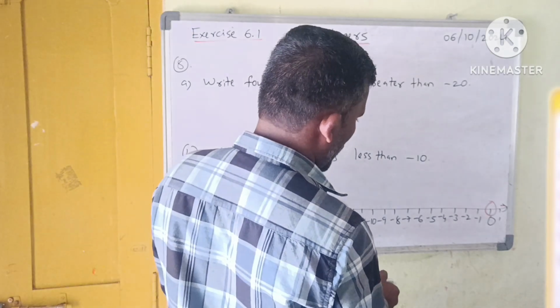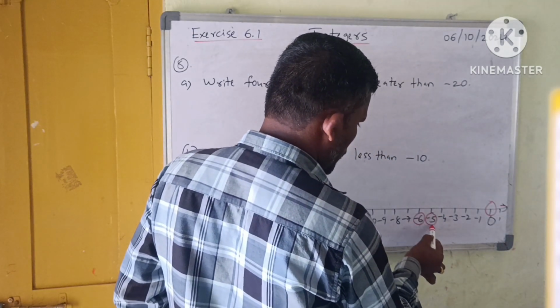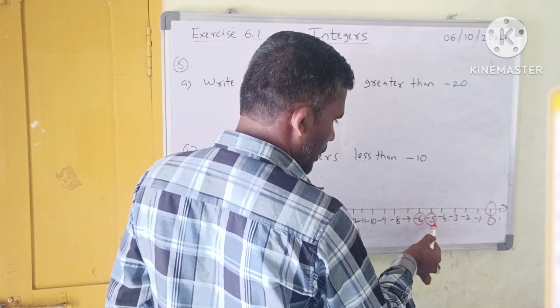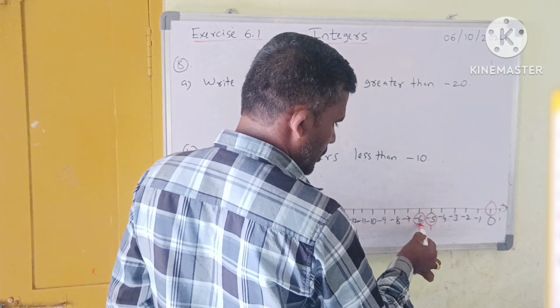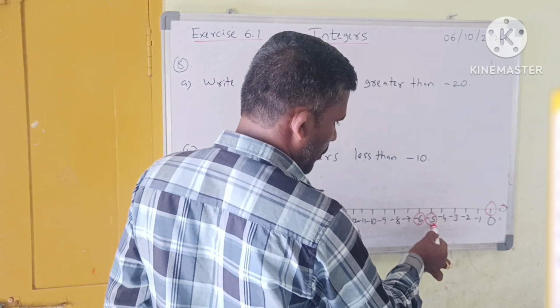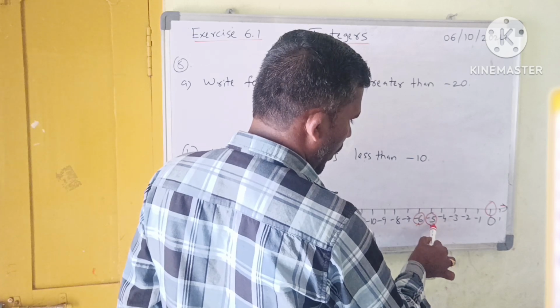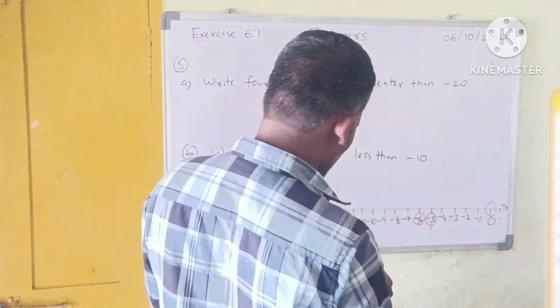And one more thing I am taking, while observing minus 5 and minus 6. Minus 5 is on the right side of minus 6, so definitely it is greater than minus 6. Minus 6 is less than minus 5 because minus 6 is on the left side of minus 5. So minus 6 is less than minus 5.